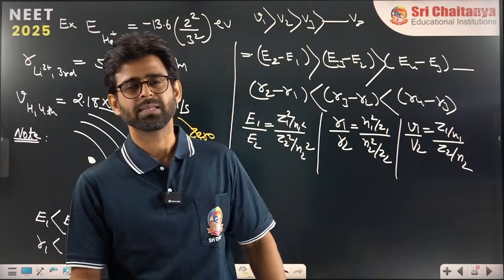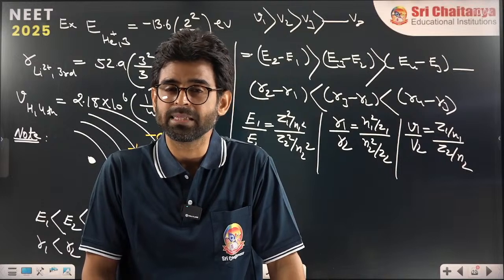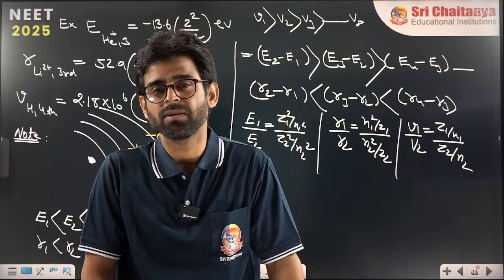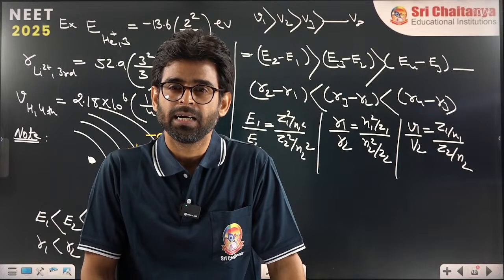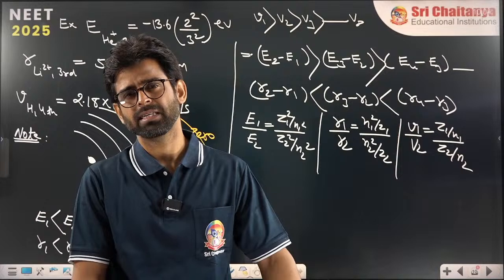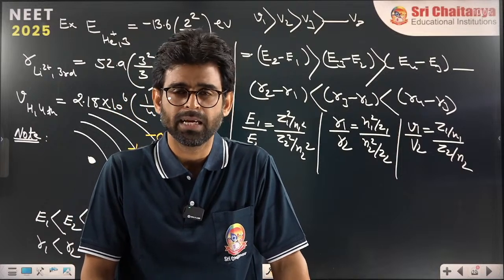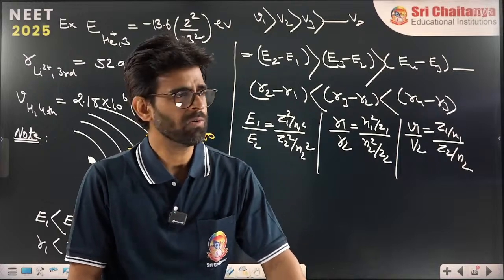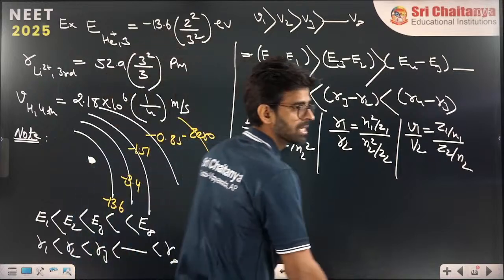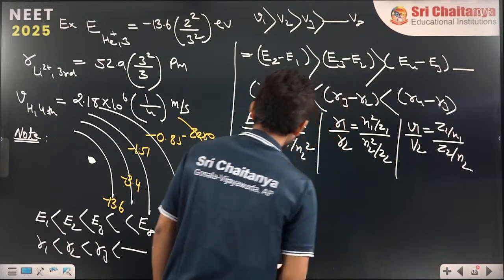Very, very important. The next thing is the limitation of Bohr. It can't explain the Zeeman effect, the splitting of spectral lines in a magnetic field. It can't explain the Stark effect. It can't explain spectra of multi-electron atoms. Many things are there, right? And now I am going for the hydrogen spectra.